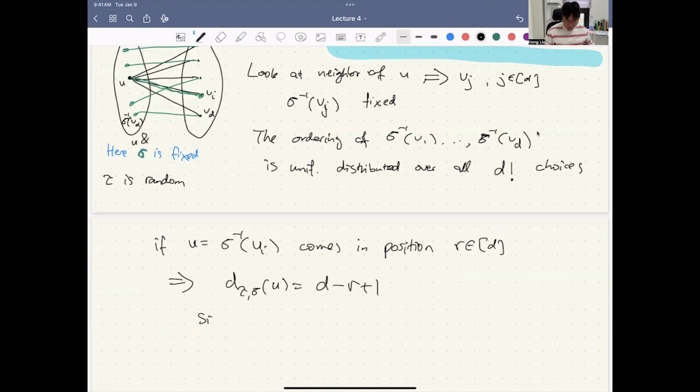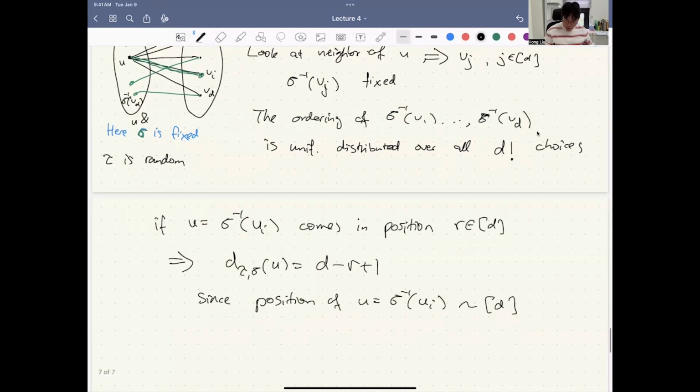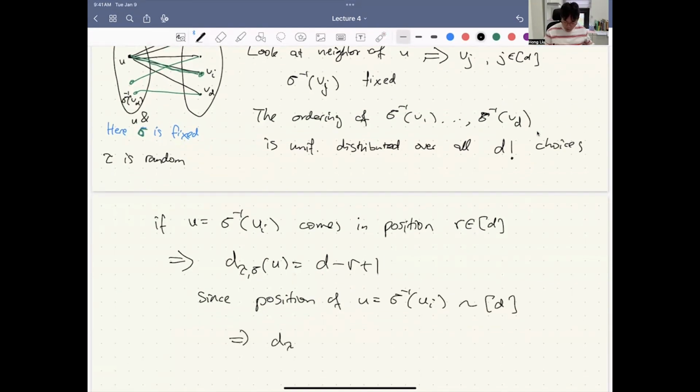Since this position of U equal to sigma inverse of Ui is uniformly sampled over all positions in D, we have this d tau sigma of U is uniformly sampled over 1 to D. It's also over D, right? Finishing the proof.